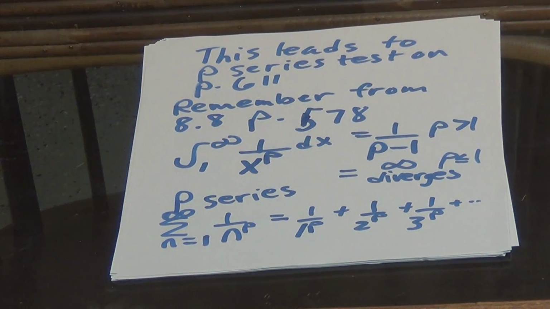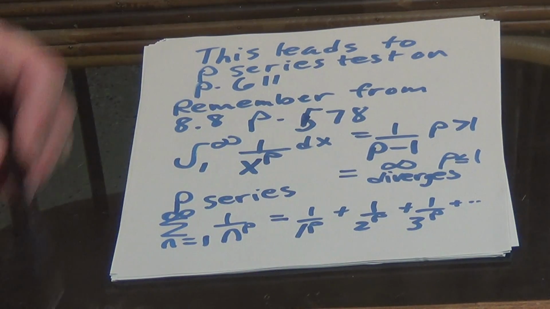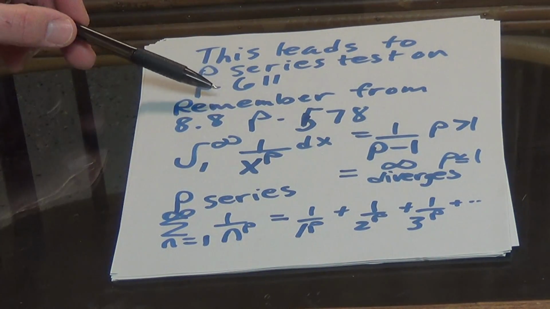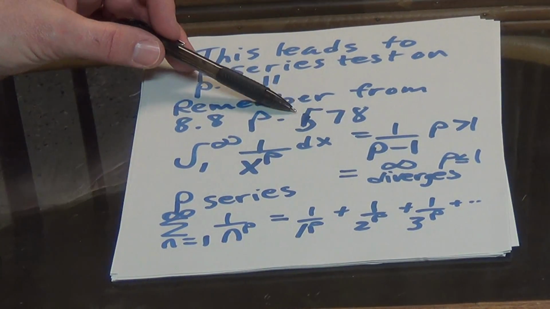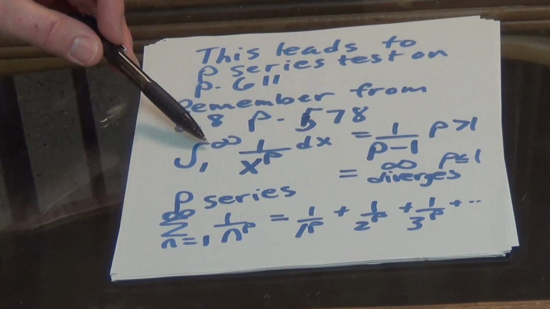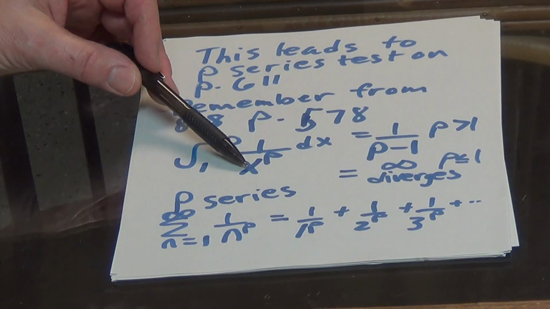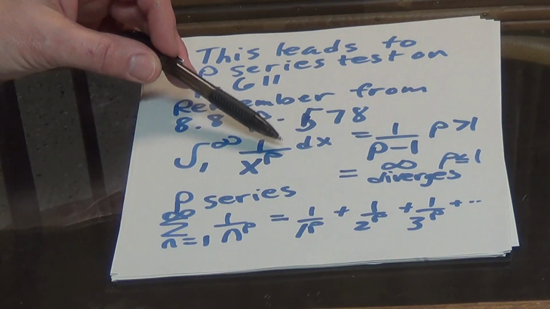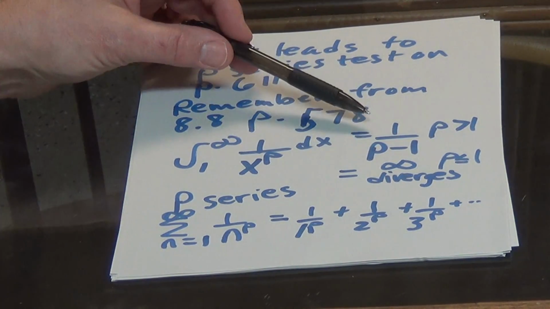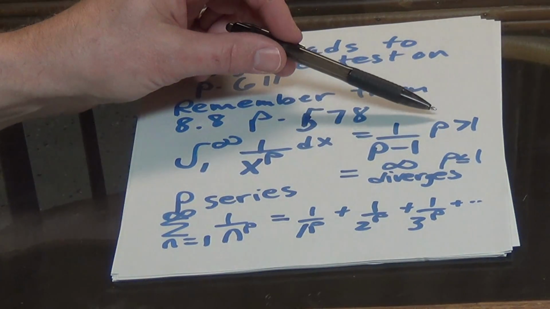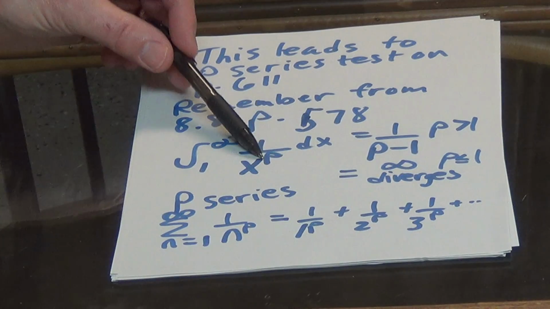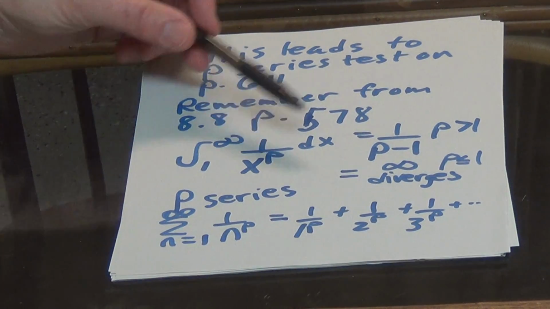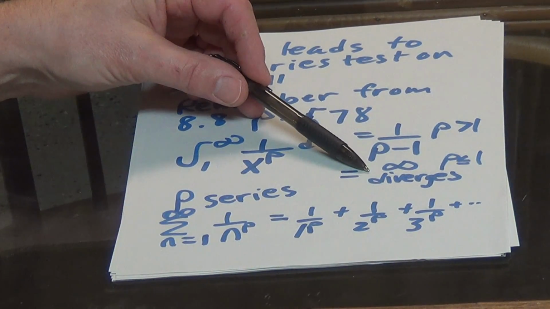All right, part 2. So this fact leads to a P-series test on page 611. If you remember back from section 8.8, page 578, we had this integral from 1 to infinity of 1 over x to the p. The result we got was that it was 1 over p minus 1 when the p was greater than 1, so that converged. But if the p was less than or equal to 1, you got an infinite result and it diverged.